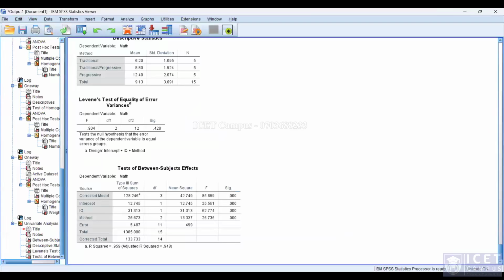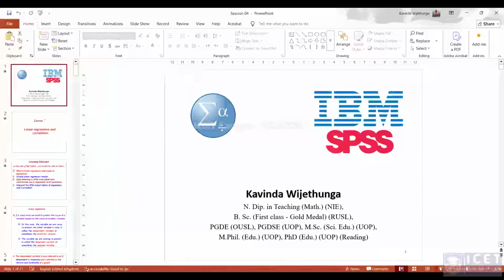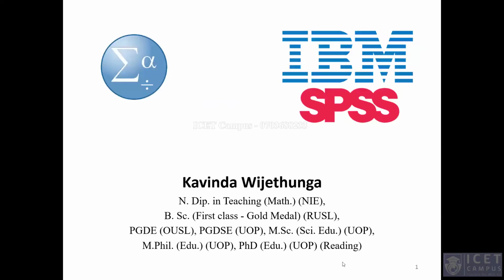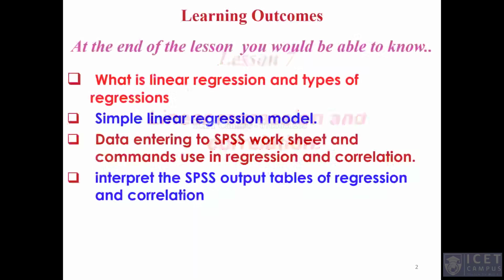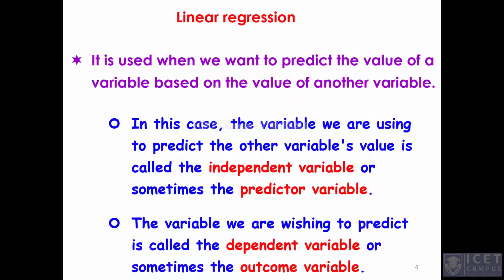Now we can go to the new, right, yes, the next lesson, linear regression and correlation. These are the learning outcomes actually.